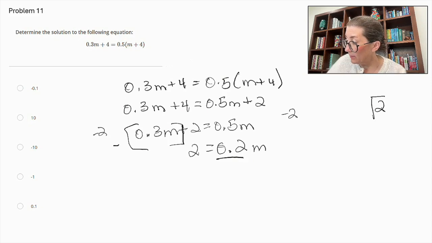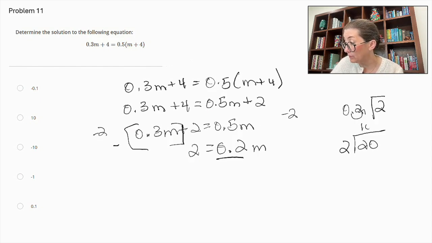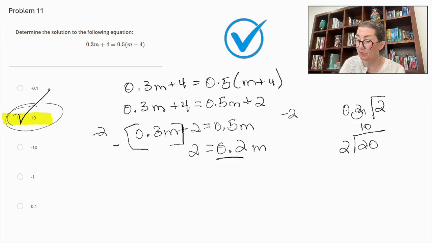2 divided by 0.2. It's easier to get rid of this decimal, so let's do 2 and 20. 20 divided by 2 is equal to 10. Very straightforward. And there is our answer. M equals 10.